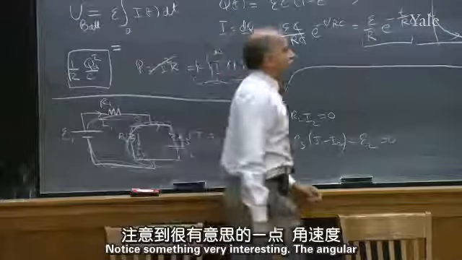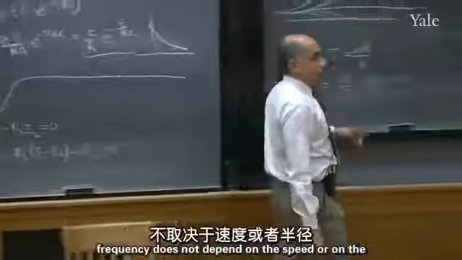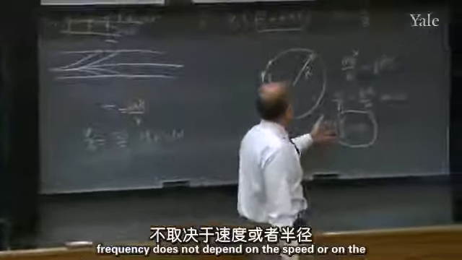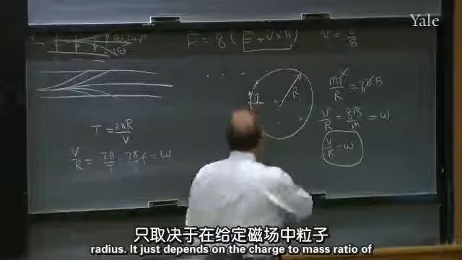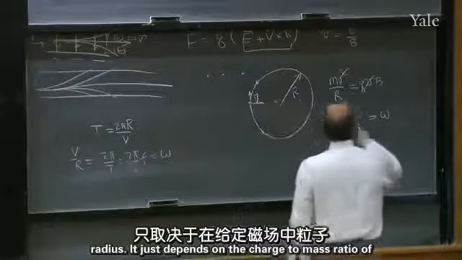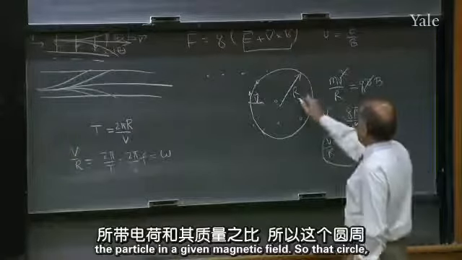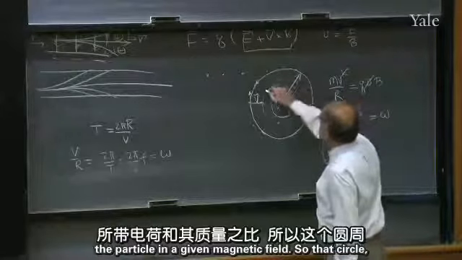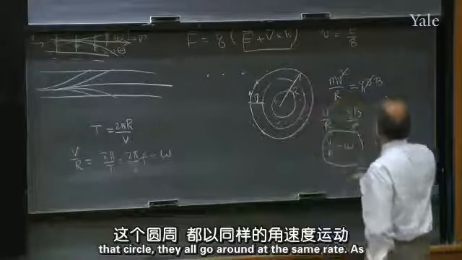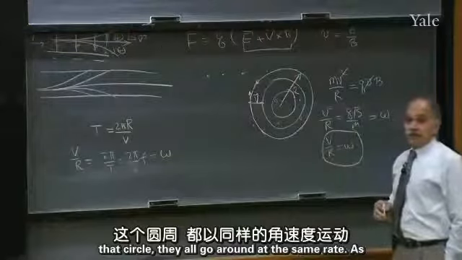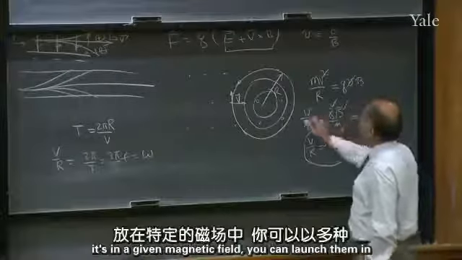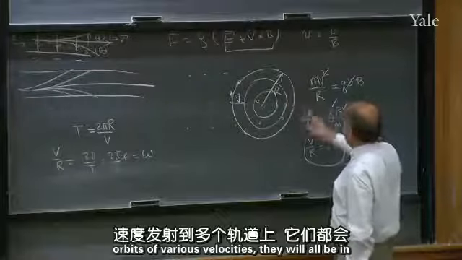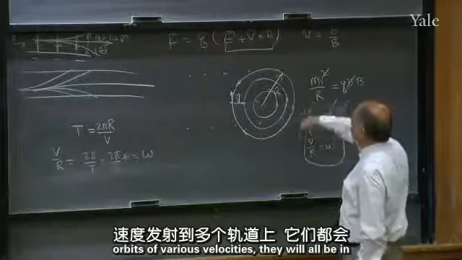Notice something very interesting. The angular frequency does not depend on the speed or on the radius. It just depends on the charge to mass ratio of the particle in a given magnetic field. So those circles, they all go around at the same rate. As long as the particle has a given charge, a given mass, and it's in a given magnetic field, you can launch them in orbits of various velocities. They will all be in sync.